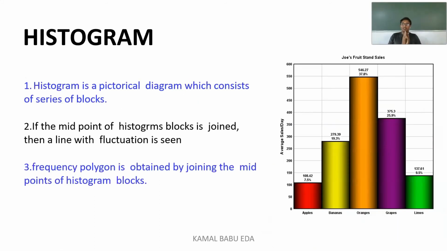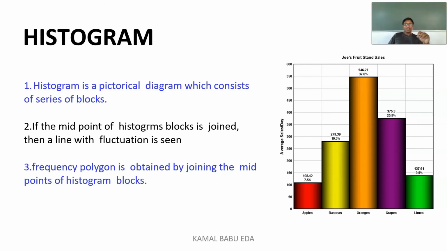So we'll see what this histogram is. A histogram is a pictorial diagram consisting of a series of blocks. If the midpoints of the histogram blocks are joined, then a line with fluctuation is seen. The frequency polygon is obtained by joining the midpoints of the histogram blocks.